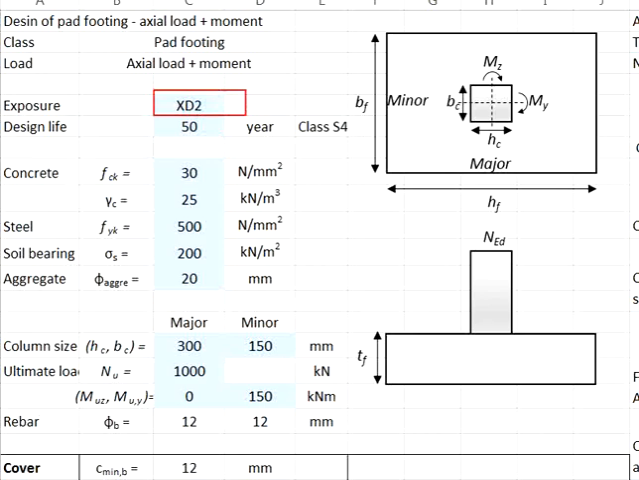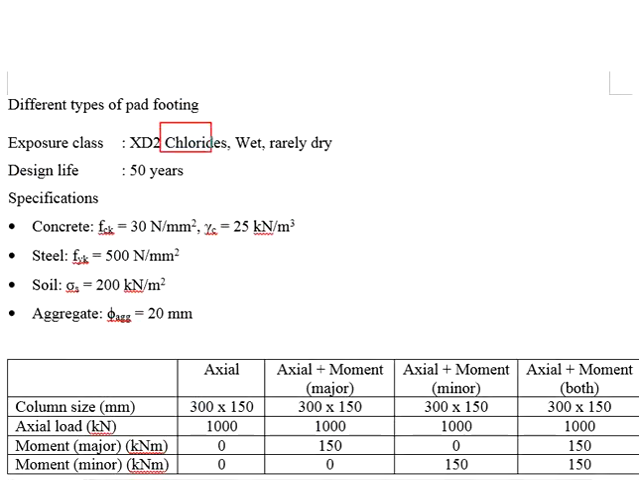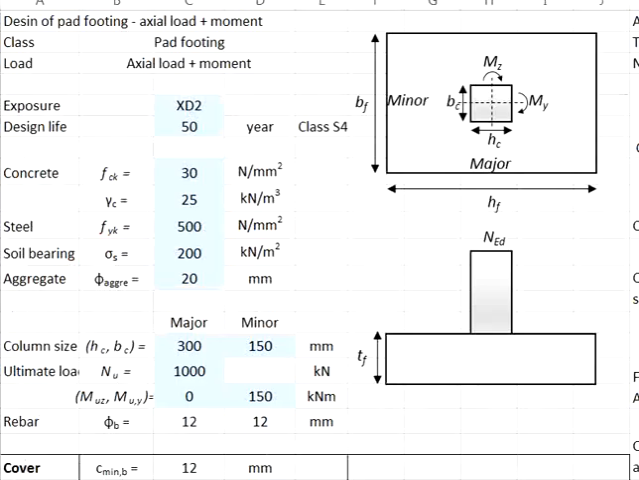Assuming the exposure class equals to XT2, which is subjected to chloride attack and it is normally weight. The design life is 50 years. Concrete grade 30, unit weight of the concrete 25 kN per meter cube. Steel grade 500, soil bearing capacity 200 kN per meter square. Maximum aggregate size 20 mm. Column size 300 times 150 mm.